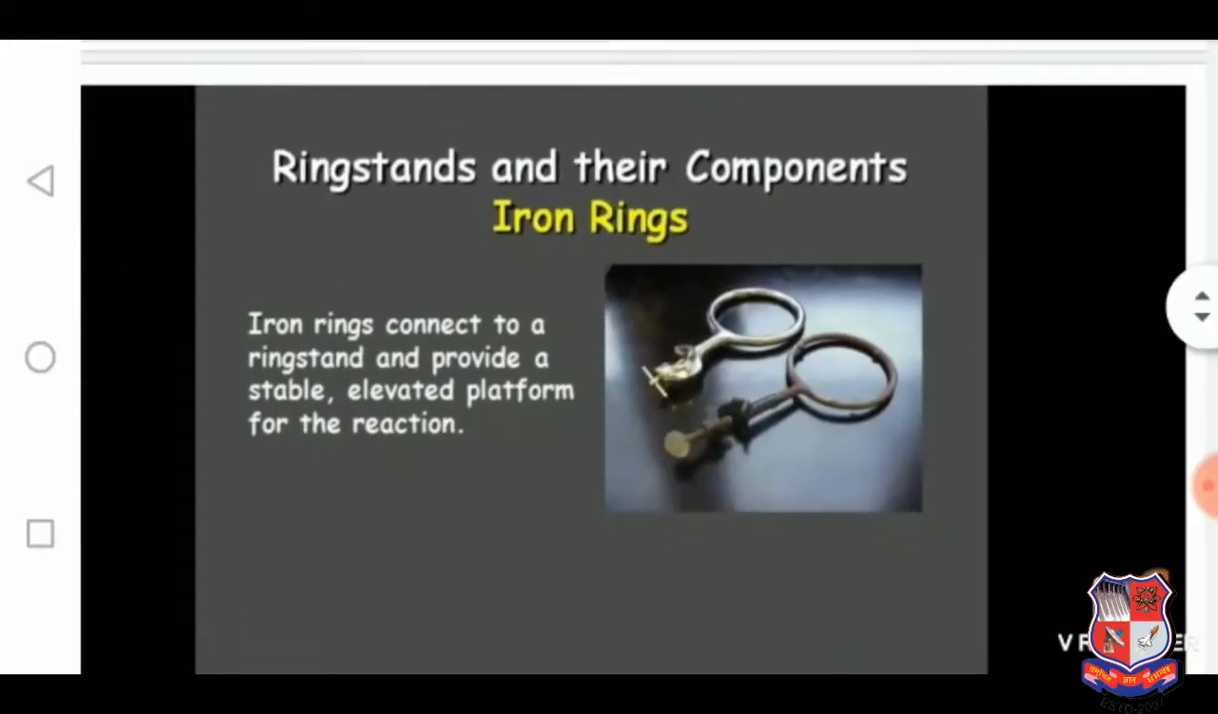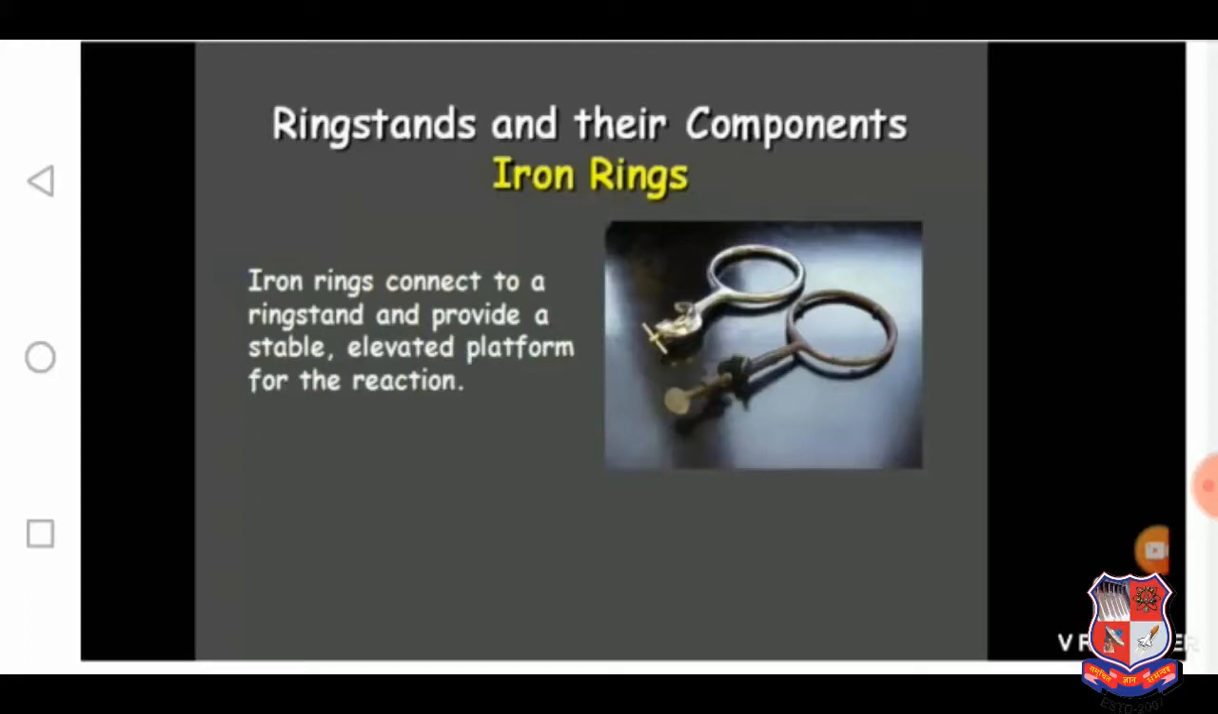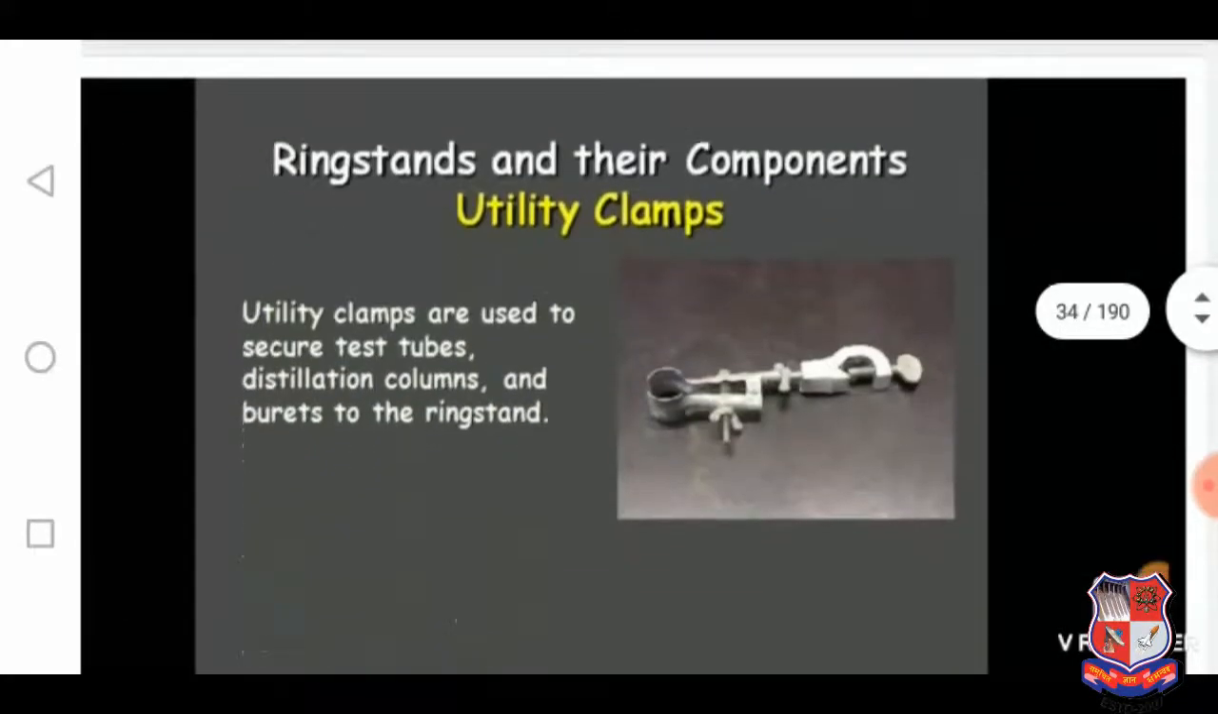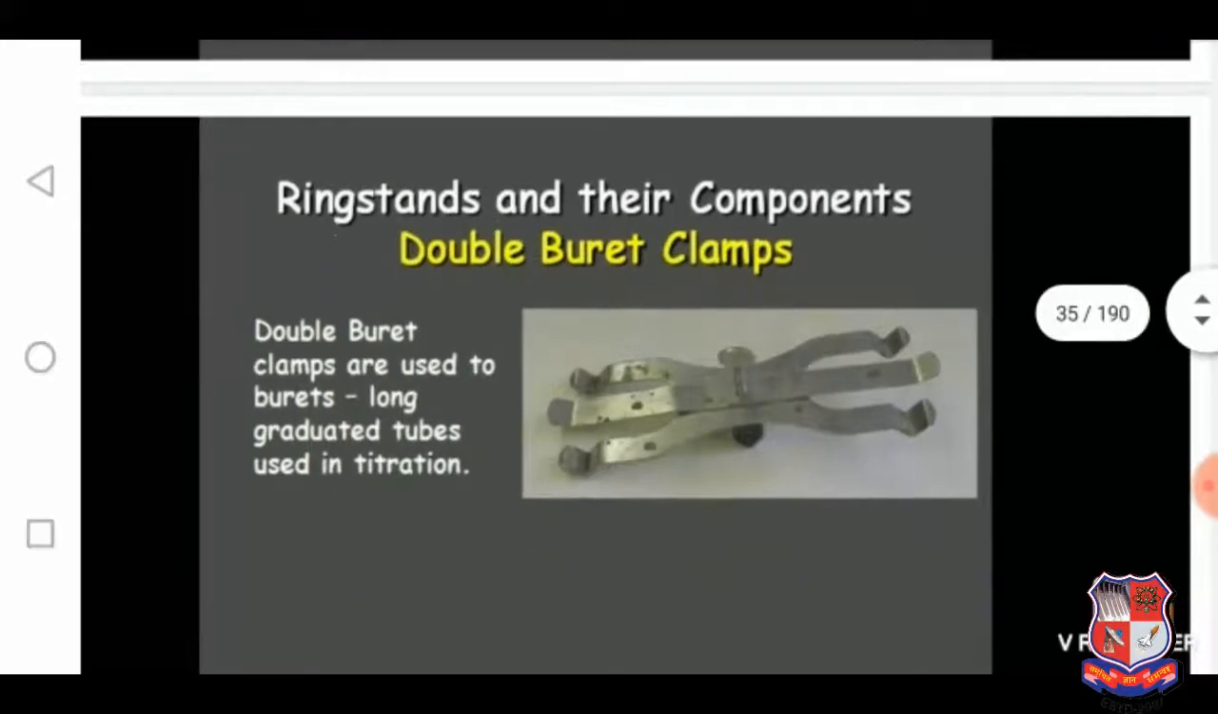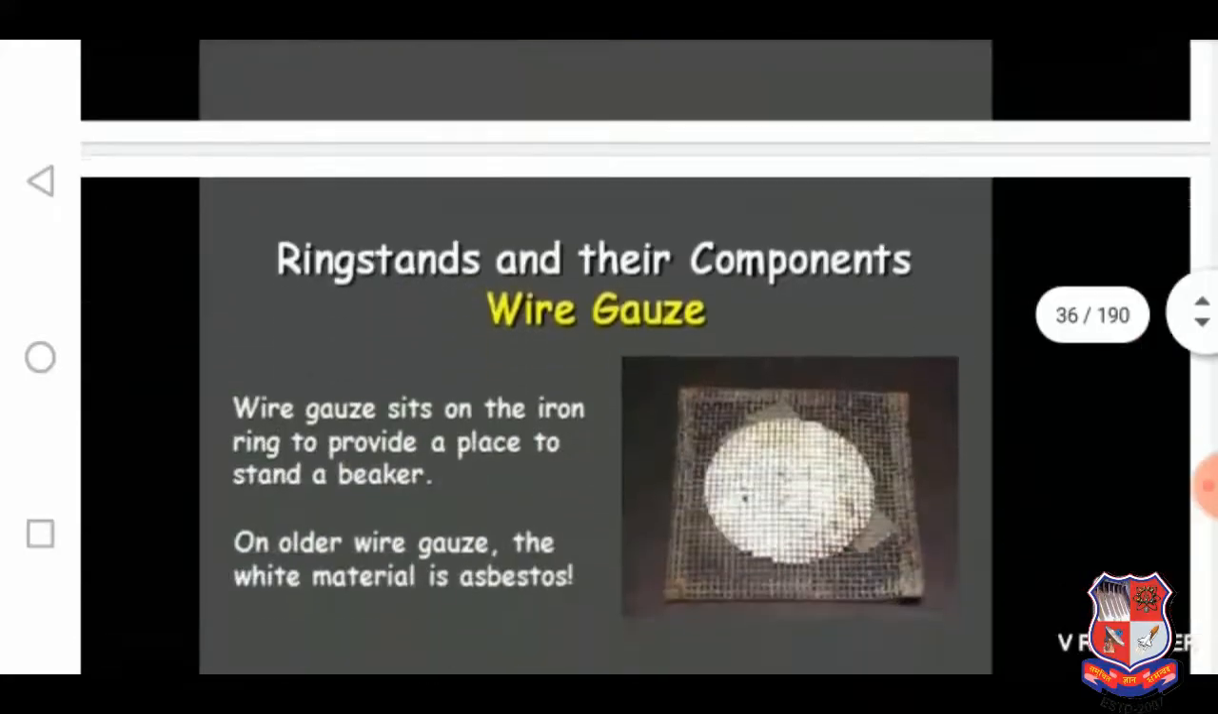Ring stands and their components, for example, iron rings, which are used to connect to a ring stand and provide a stable elevated platform for the reaction. Utility clamps are used to secure test tubes, distillation columns, and burettes to the ring stand. Double burette clamps are used to hold the graduated tubes used in titration.